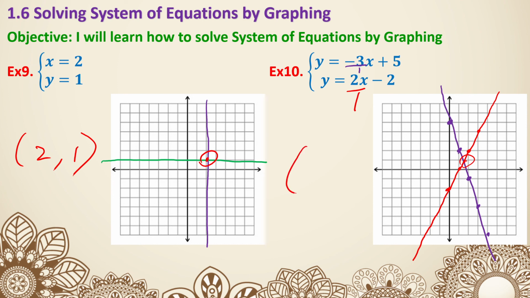So I will tell you the answer. That point is actually going to be 7 over 5, and then comma 4 over 5. That's where it's actually going to be. And that is why you can see graphing may not always be the best method. For a question like that, we will learn other methods to solve it next time.